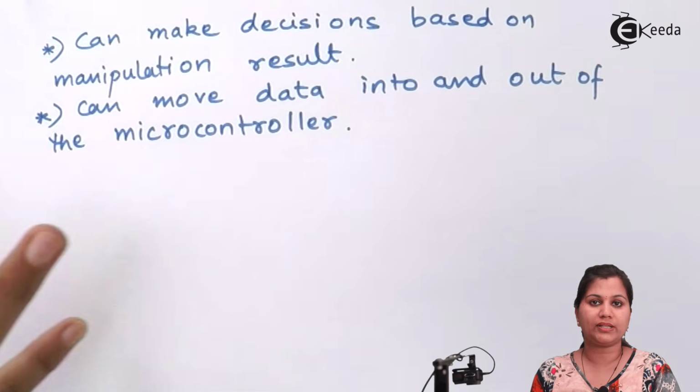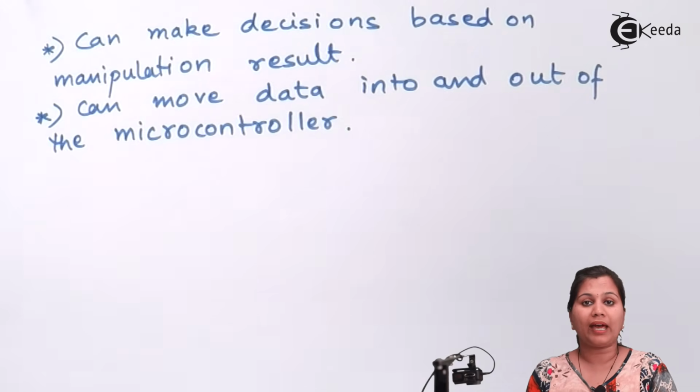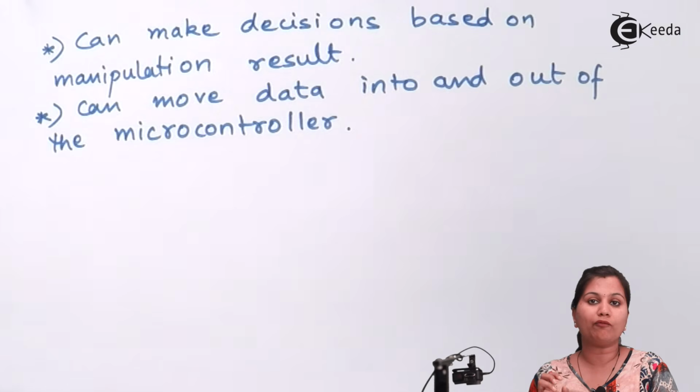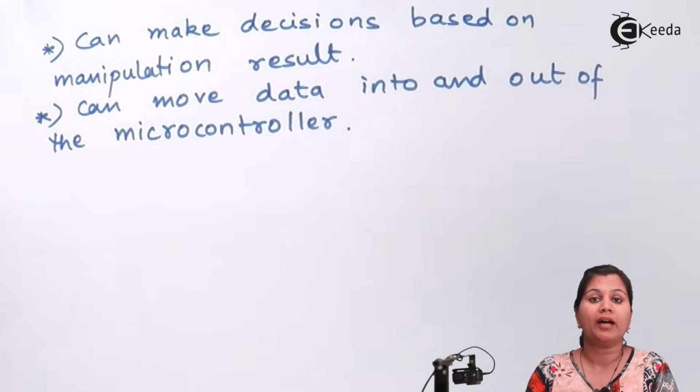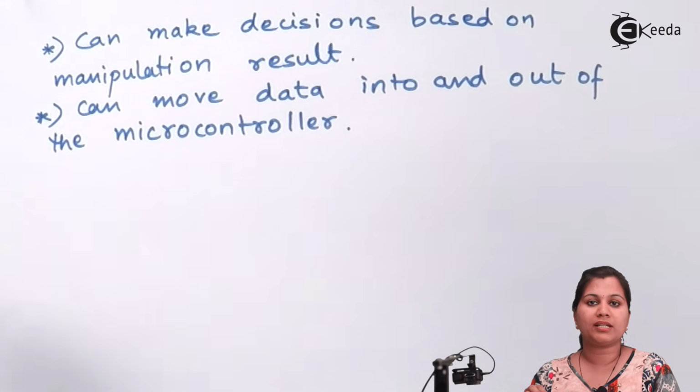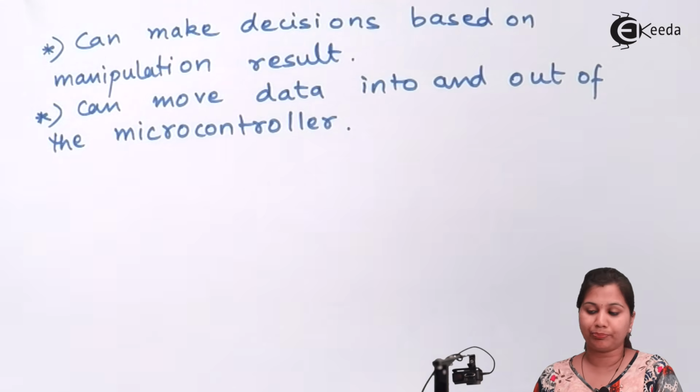It cannot do all these operations by itself. We have to specify to the microcontroller all the details: which is the input data, which is the output data, what operation it has to perform, where the data will be available, where the result is to be displayed. So everything is to be provided to the microcontroller by the programmer.